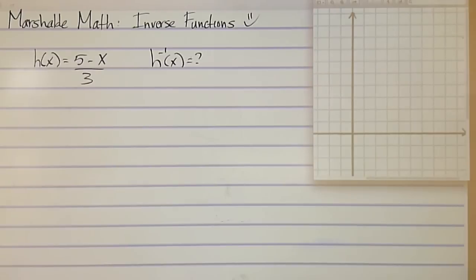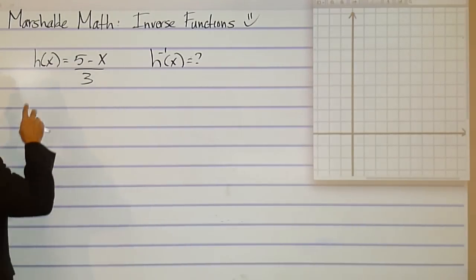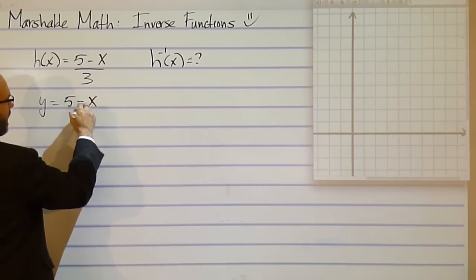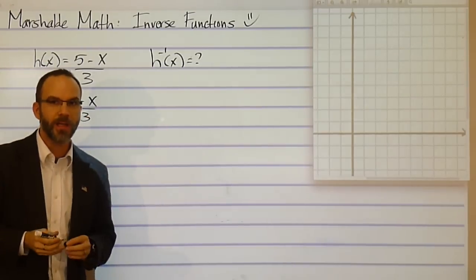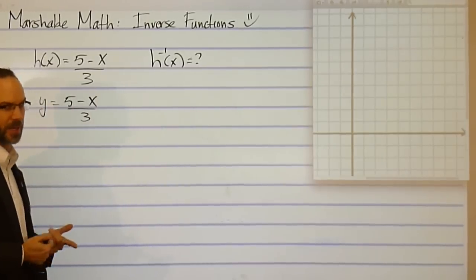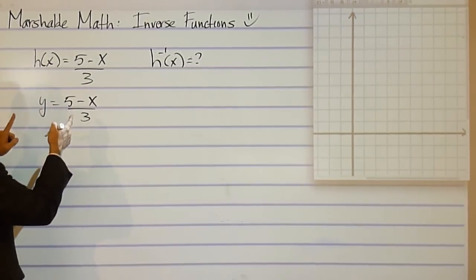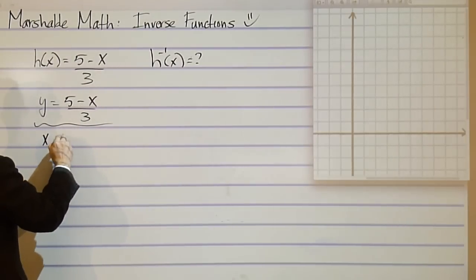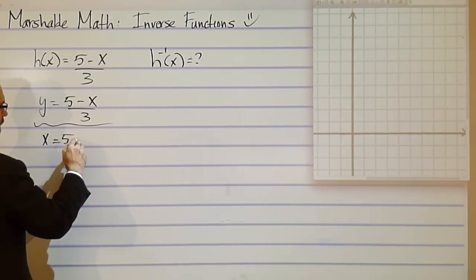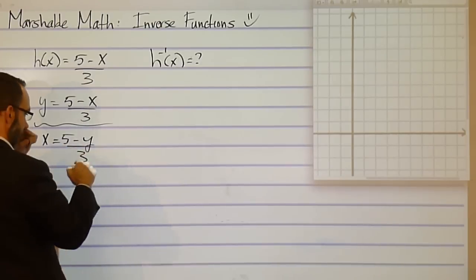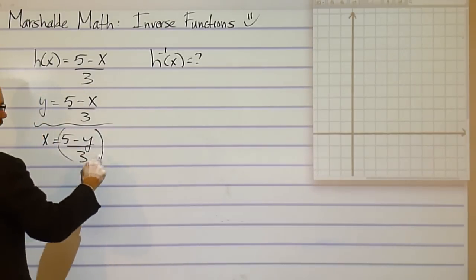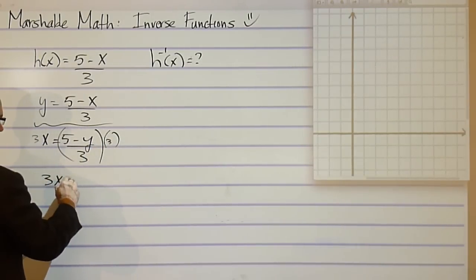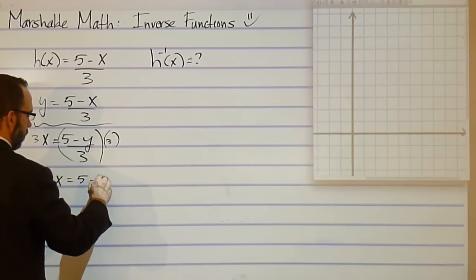Hope you're done. Okay, here's what we do. Again, replace the function notation with y. y is equal to 5 minus x all over 3. Why? Well, because that's how we do it. Now, I'm going to switch x's and y's, so a little break here because it's not the same thing. So this becomes x equals 5 minus y all over 3. Solve it for y. I would multiply both sides of the equation by 3. This gives me 3x is equal to 5 minus y.